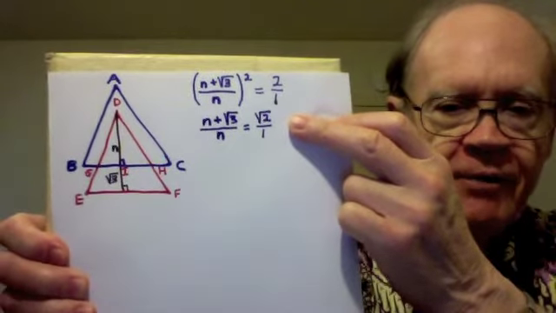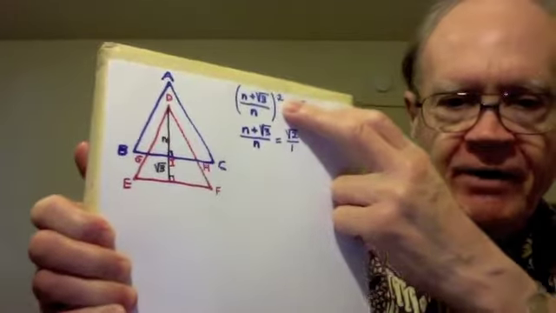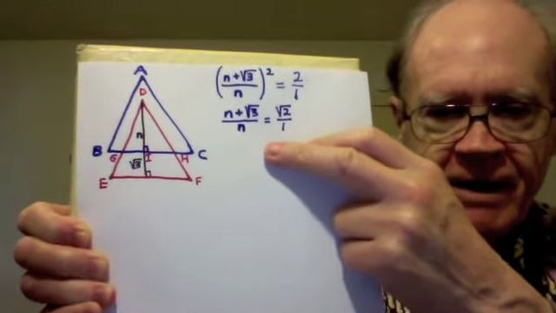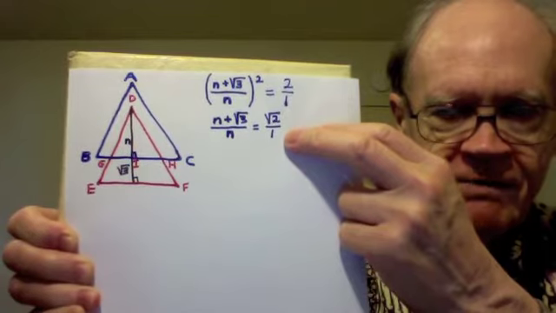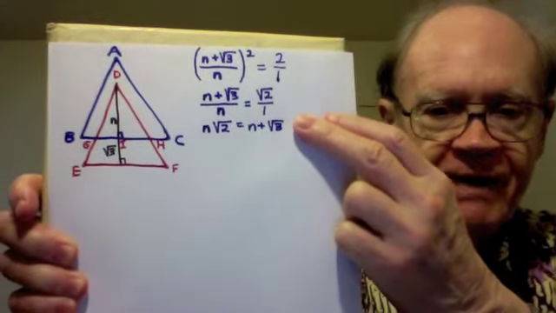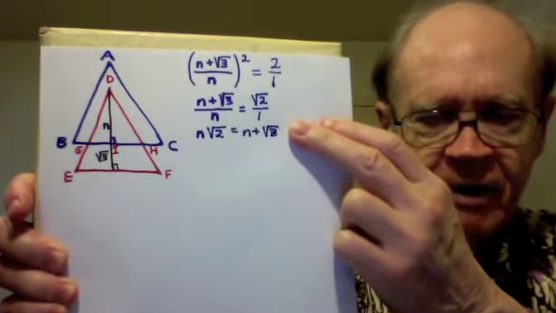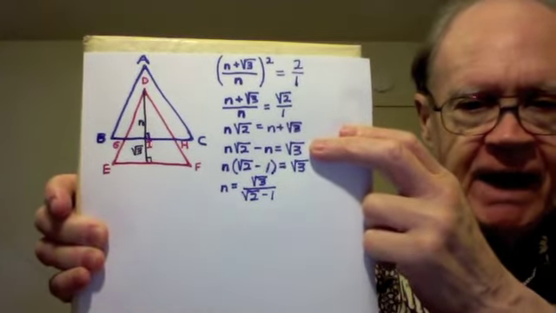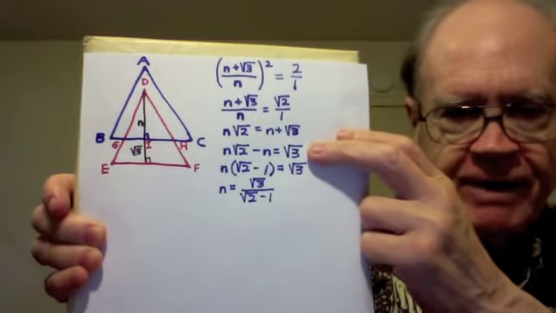I take the square root of both sides of that equation. The exponent squared disappears, and I have N plus root 3 over N equals the square root of 2 over the square root of 1. The square root of 1 is still 1. I multiply both sides of that equation by N, and I get N root 2 equals N plus root 3. I subtract N from both sides of the equation. I get N root 2 minus N equals root 3.